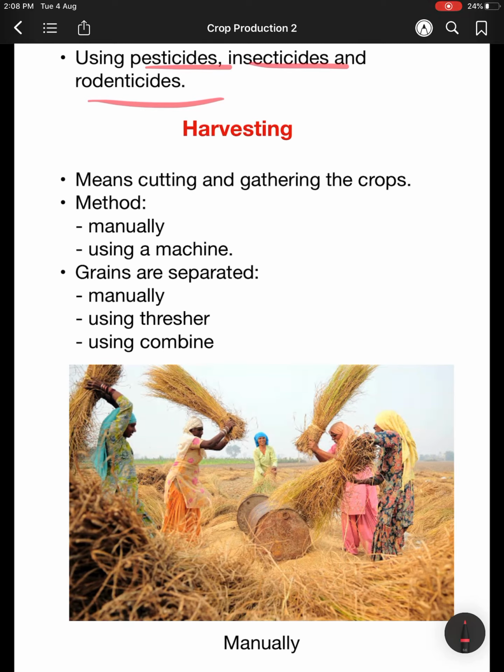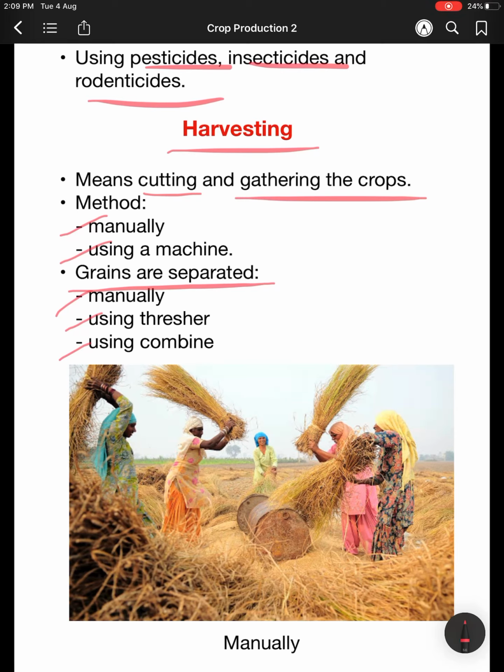Now dear students, the crop is mature and it's time to harvest it. Now what is harvesting? Harvesting means cutting and gathering the crops. It is done either manually using a sickle or by using a machine called a harvester. Pongal, Baisakhi, Holi and Bihu are some common harvest festivals celebrated in India. After harvesting, the grains are separated from the plant either manually or using a thresher or a combine.